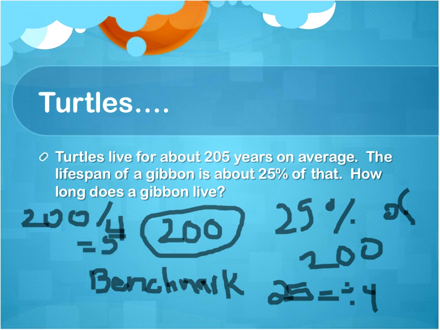It equals 50. So we're using our benchmark, 25. We know that 25%, we divide the number by 4 to get every 25%. So 200 divided by 4 would give you 50. So the gibbon lives for 50 years.